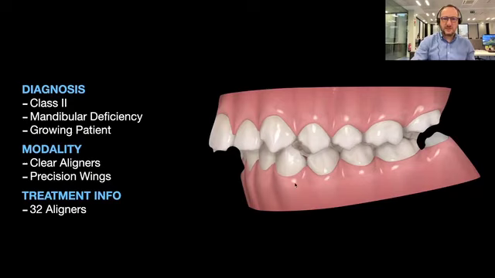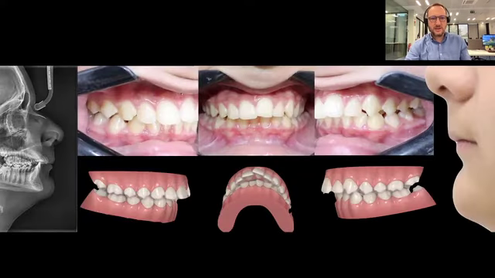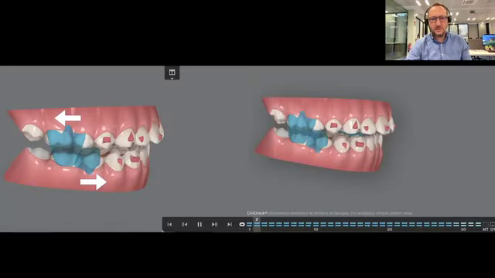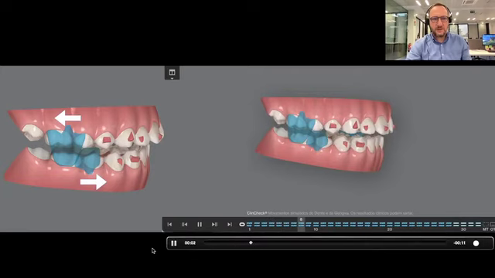So this case is a patient that is of course a class 2. We can see everything that I explained: extruded incisors, deep bite, 32 aligners. So we have here this very extruded curve and proclined upper incisors. In this case we can also retract the uppers a little bit, because look at his profile. So here we can see it happening.